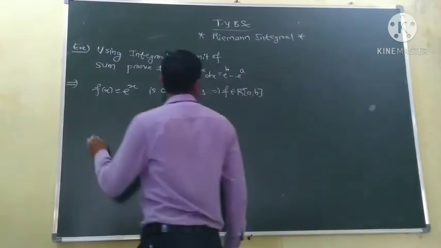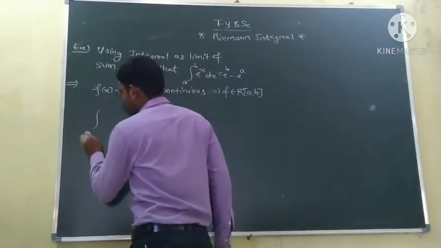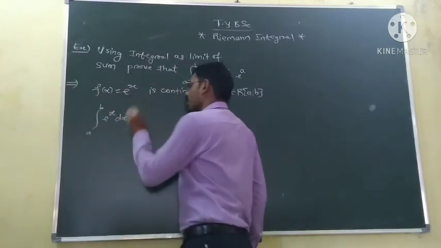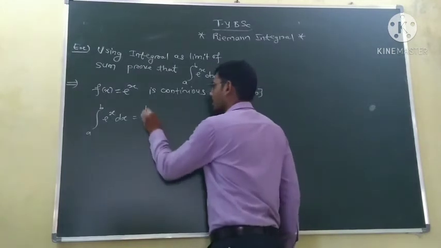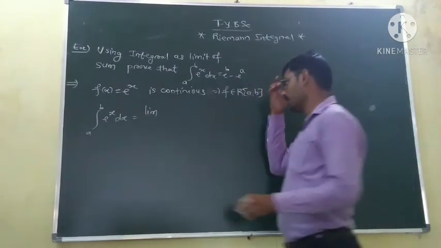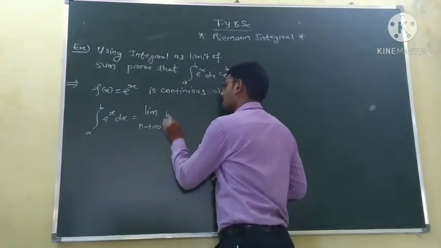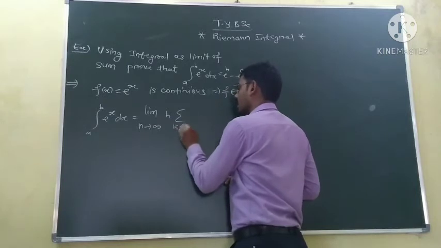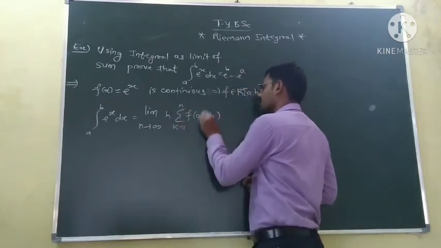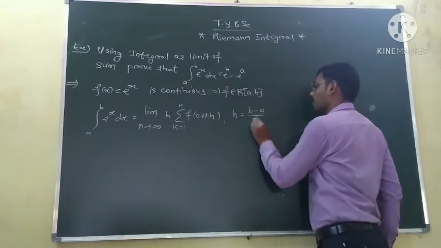Okay, the formula for integral as a limit of sum is the integration from a to b of e raised to power x dx will be equal to limit n tends to infinity h into summation k is equal to 1 to n f of a plus kh, where h is equal to b minus a upon n.